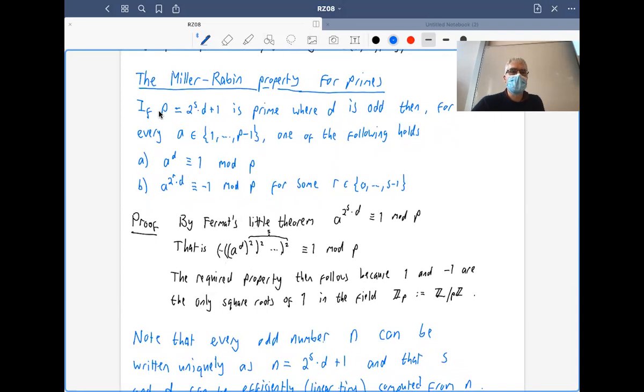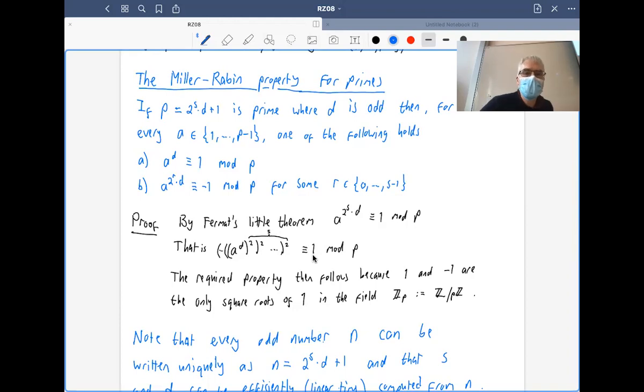Let's prove this property. Suppose p is of the form 2 to the power of s times d plus 1, and it's a prime number. By Fermat's little theorem, a to the power of p minus 1 is congruent to 1 modulo p. So that's a to the power of 2 to the s times d is congruent to 1 modulo p. But that's the same as a to the d, squared, and so on, squared s many times. So by Fermat's little theorem, if we take a to the d and square it s times, we get 1 modulo p.